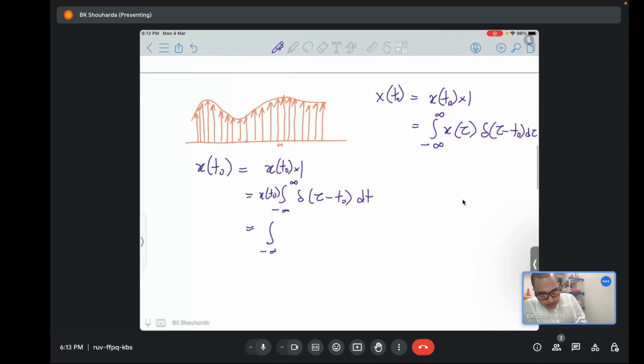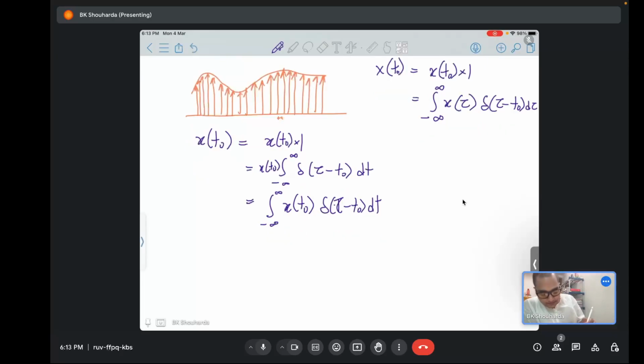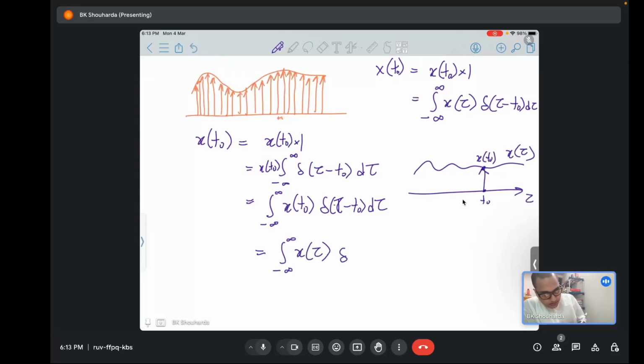Now I can easily place this x of t naught inside the integral with delta of tau minus t naught. The general integral is in the variable tau. So you have a tau axis, you have this x of tau, and at a time t naught you are capturing x of t naught. So what is this? It's x of tau being captured at t naught, isn't it?